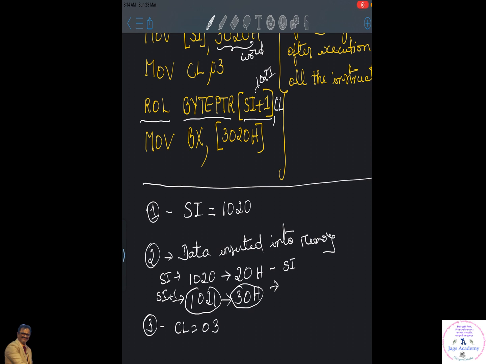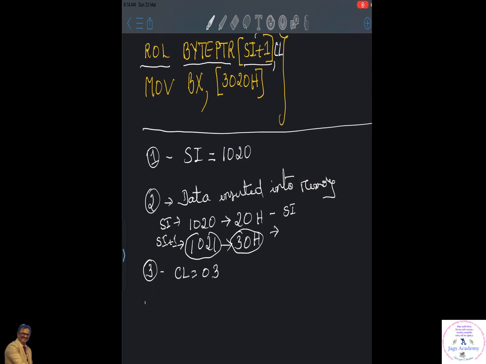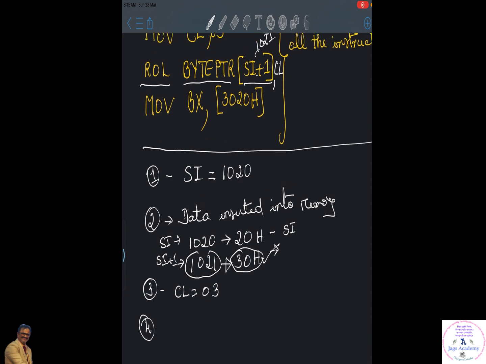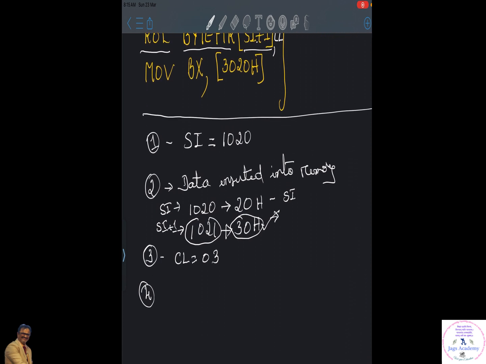So the fourth instruction will rotate this content, 30H, byte only. See, it is a byte pointer, so it will take only the byte at this address, the address SI plus 1. It will rotate this byte 3 times to the left.